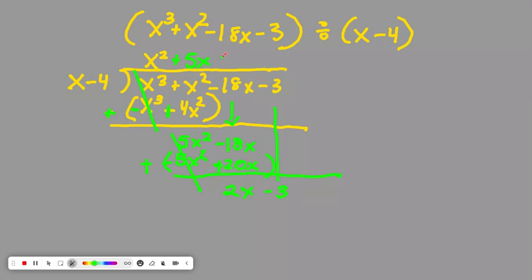So now we need a 2, not the x, because we already have an x. So 2 times x is 2x. And 2 times negative 4 is negative 8. And of course, we change the signs. Plus, minus, plus. This cancels out, and we have a remainder now. We have a remainder of 5. And that's it. So we'll just say remainder 5. And that's how we do dividing polynomials. That's our video today.